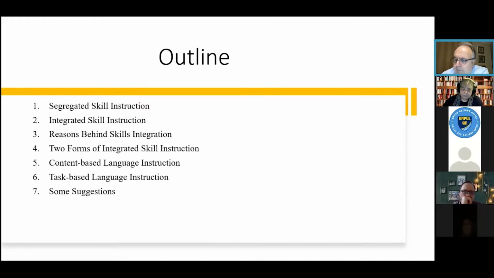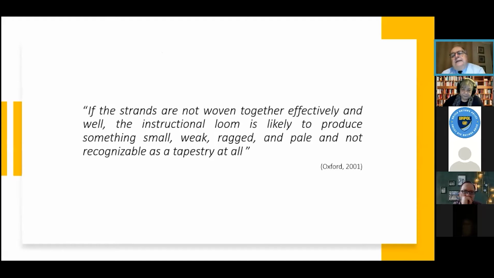So I will start with a quotation. Could you please read it, and then I will try to comment on this quotation. If the strands are not woven together effectively and well, the instructional loom is likely to produce something weak, right? Something pale or something not recognizable, right?